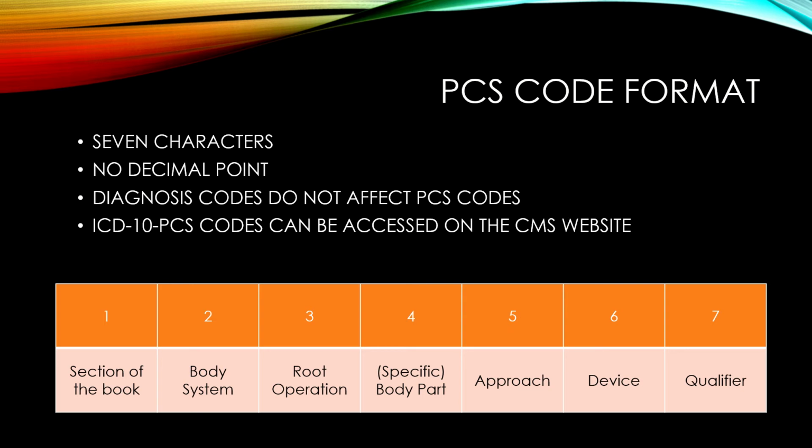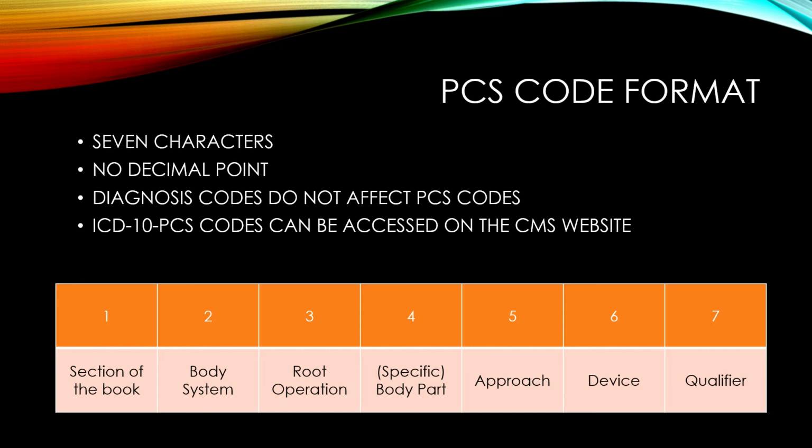So let's talk about the code format for PCS codes. They are 7 characters long. They do not contain a decimal point. ICD-10 diagnosis codes do not affect PCS codes. ICD-10 PCS codes can be accessed online through the CMS website, cms.gov.